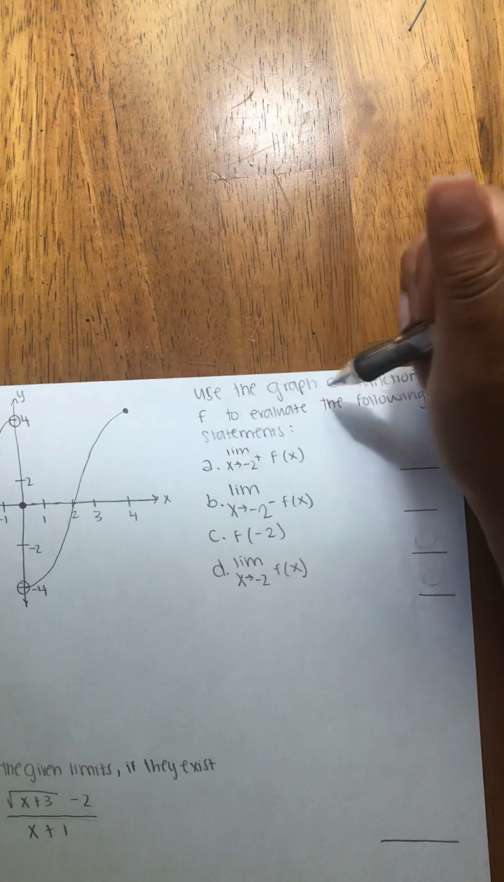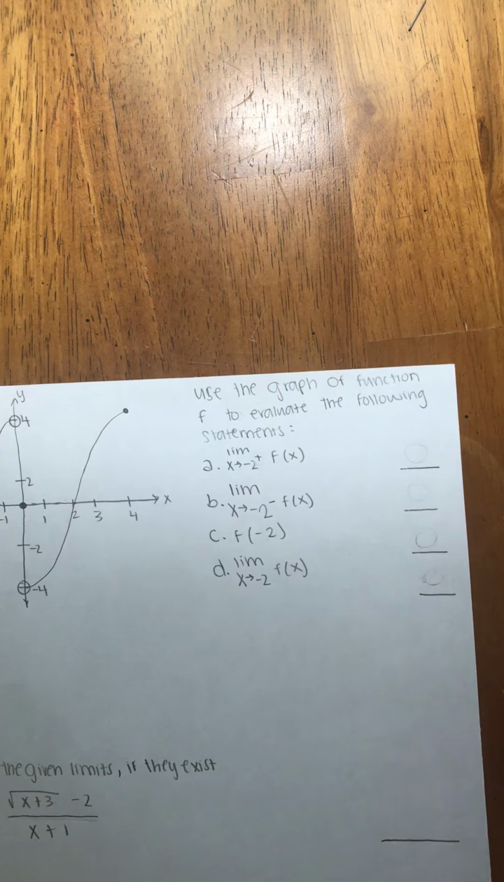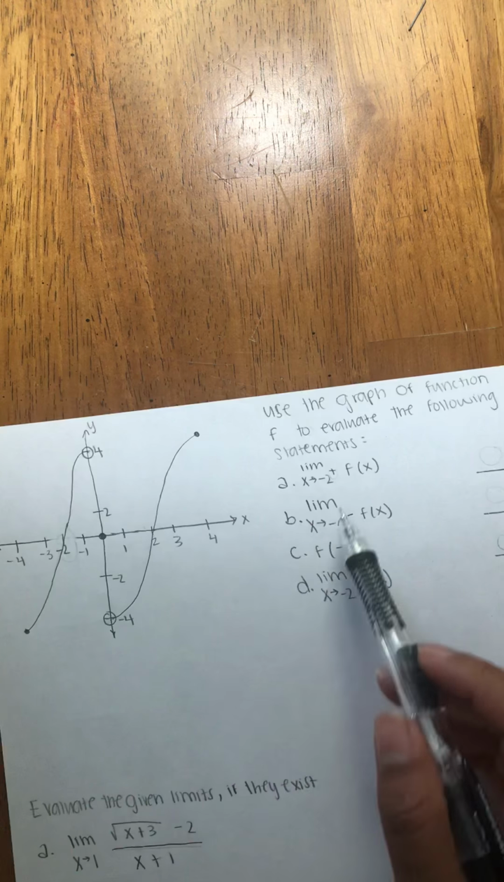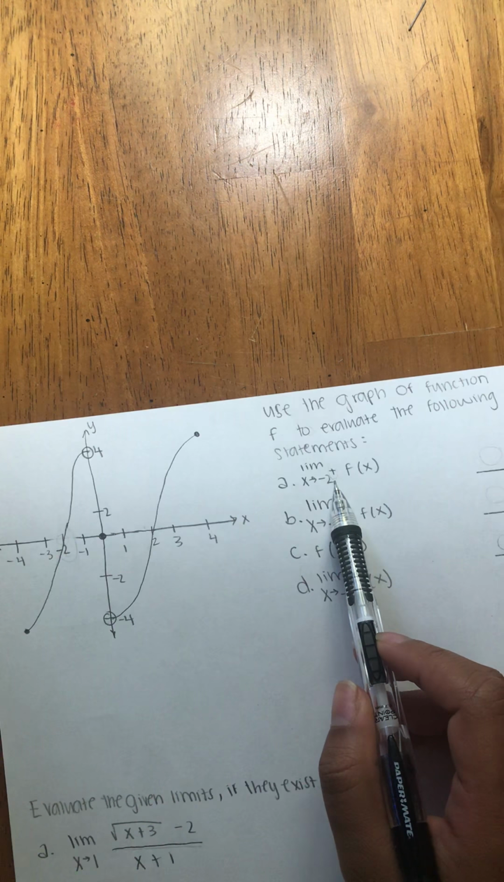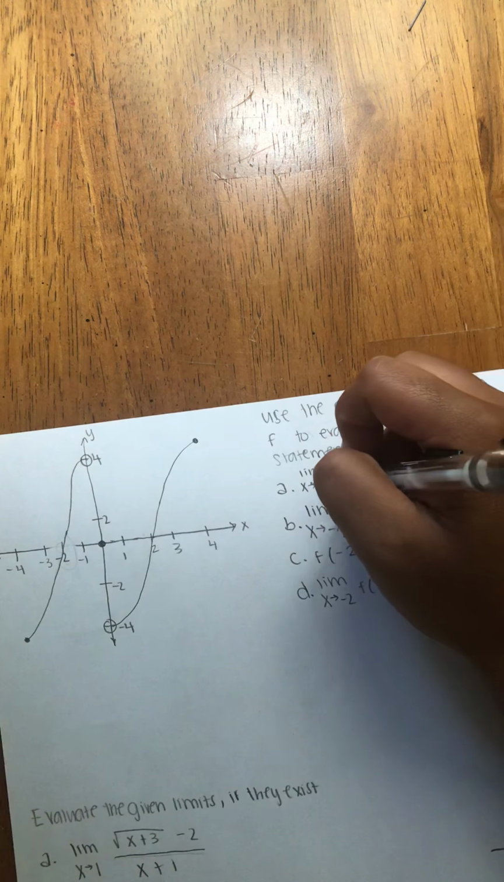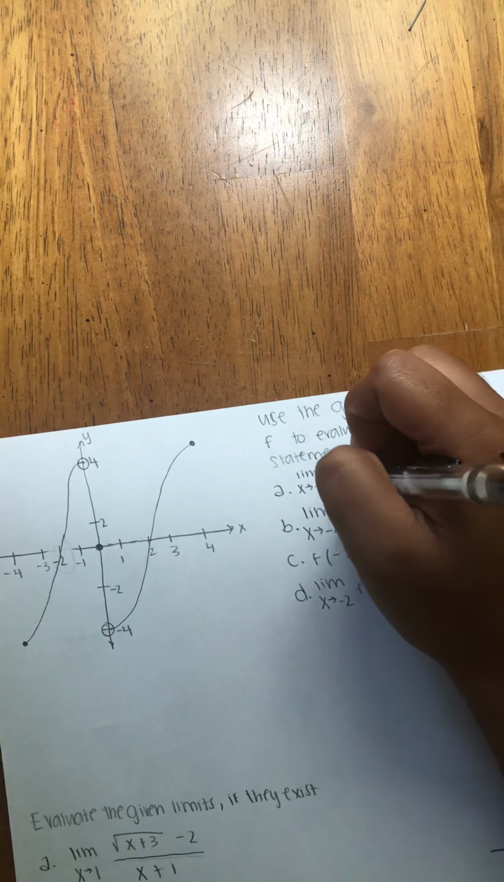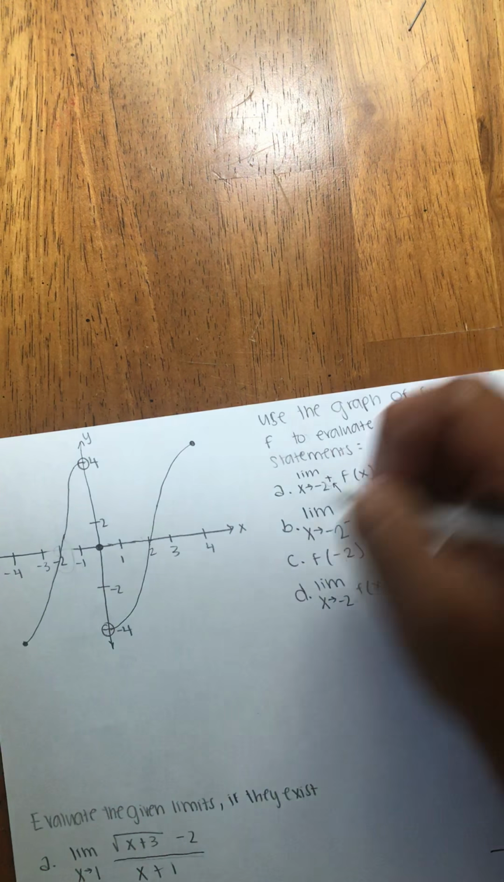Okay, let's take a look at our first question. It says, use the graph of function f to evaluate the following statements. We're given this graph, and it says limit of x as it goes to -2 from the right side. So this little plus sign right here means that it's asking what it's doing from the right side.